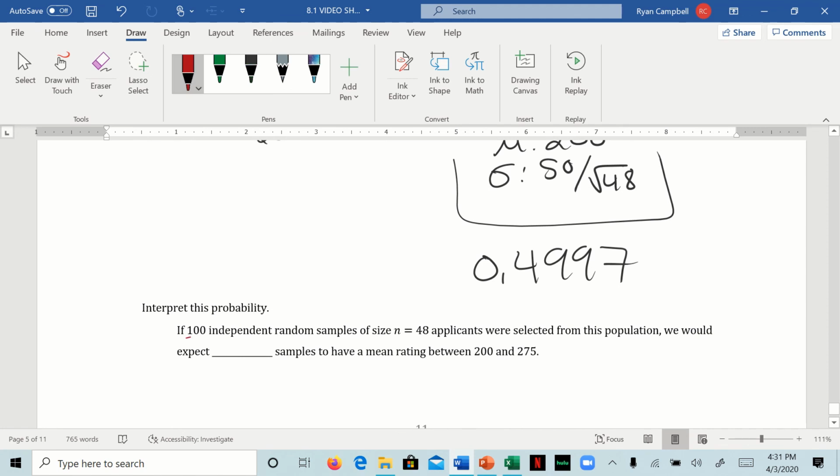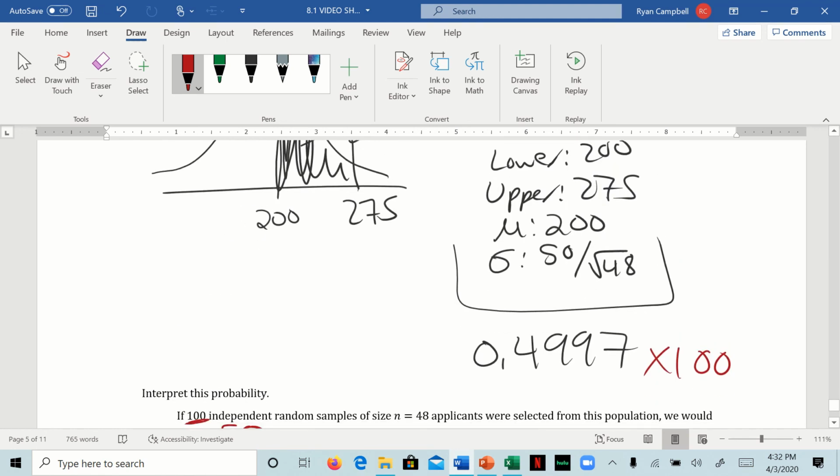Interpretation: if we have 100 people, we should end up with about half of them, 50, having a mean between 200 and 225. Just multiply that by 100. Hopefully you kept with me and you see that this is very similar to the chapter 7 stuff, the previous material we talked about with normal distributions.